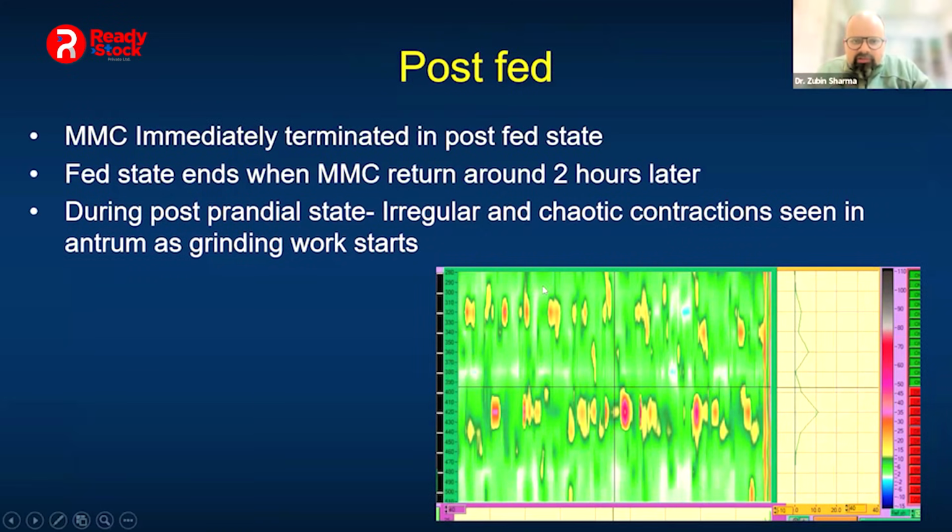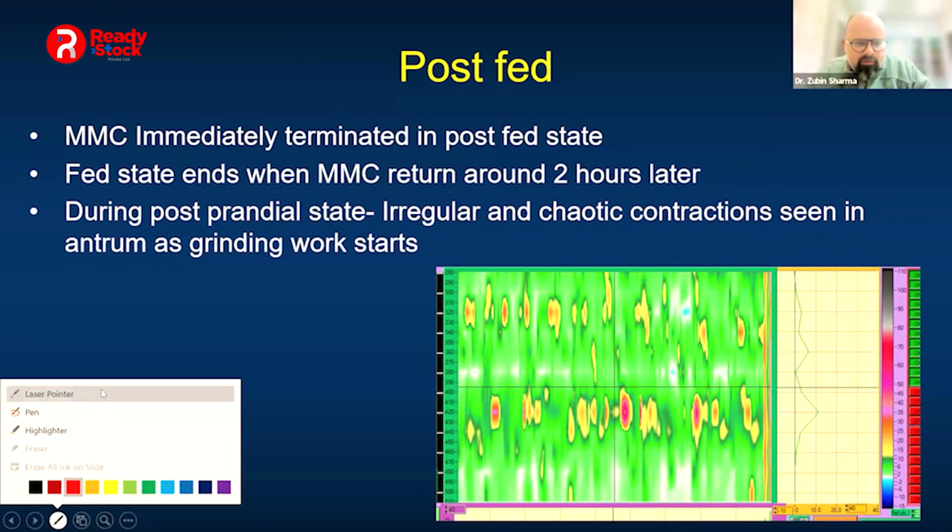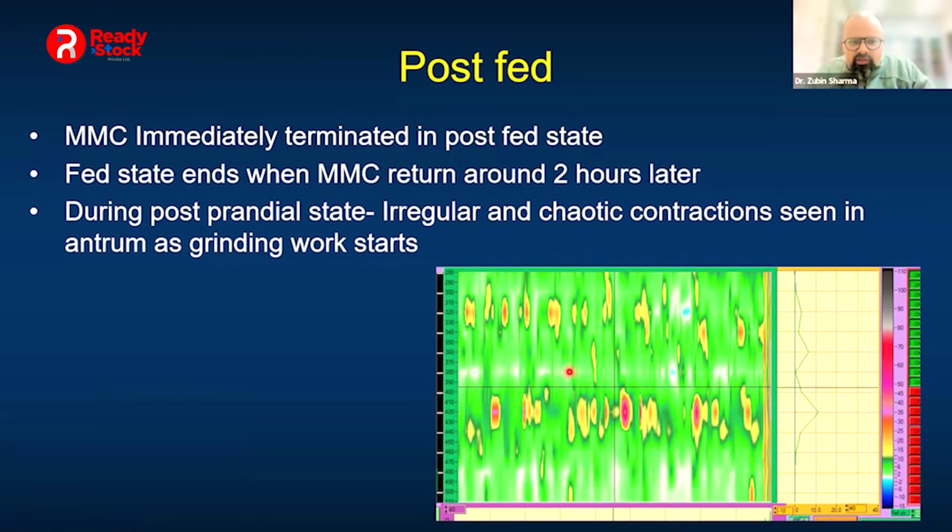Some of the other examples, so you can see post-fed, as soon as you give some feeding, the MMCs, the contractions that you are seeing, are lost. It becomes an irregular chaotic pattern, like in this particular diagram or image. During the postprandial stage, you see irregular and chaotic contractions as the grinding work will start.